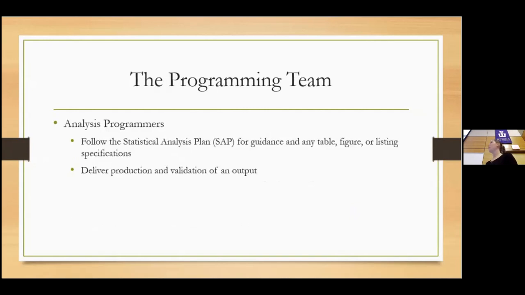So next you have the analysis programmers. These programmers will follow the statistical analysis plan, or the SAP, for guidance on any table, figure, or listing specifications, and then also deliver the production and validation of an output.